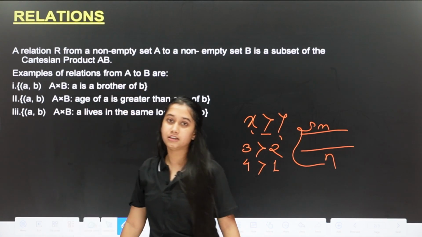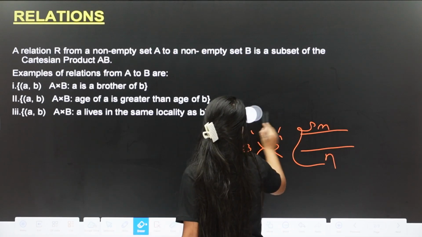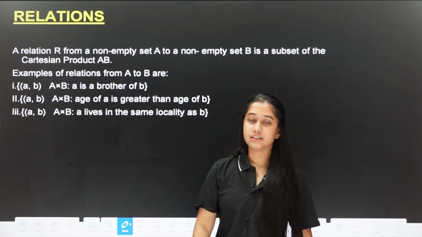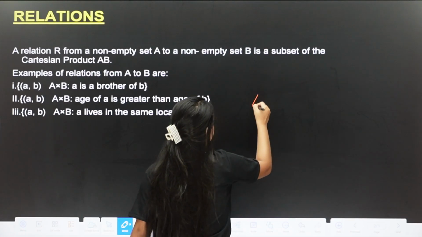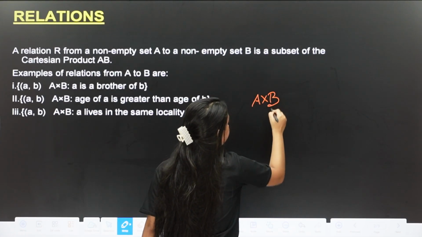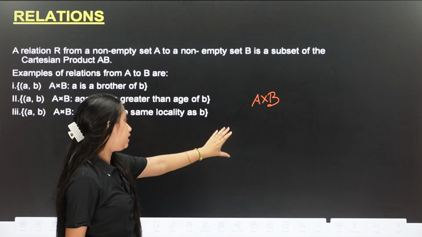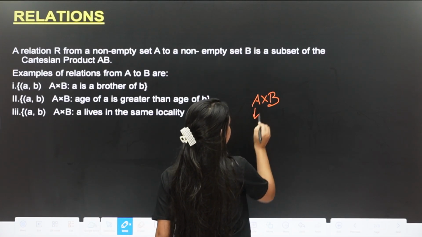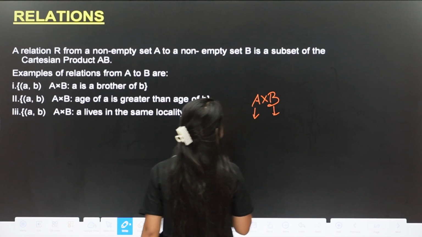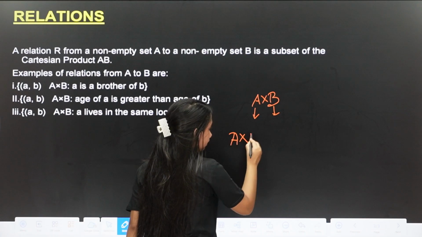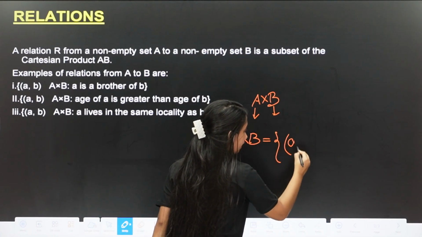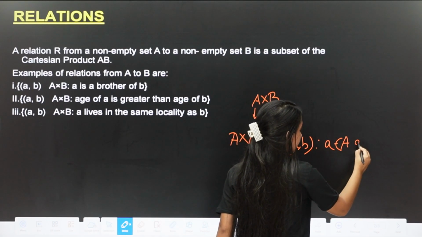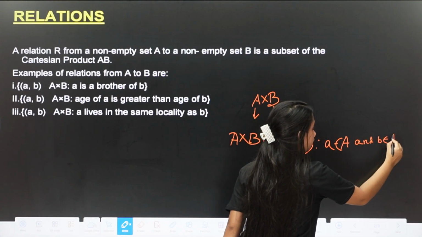Now, what is a Cartesian product? The Cartesian product is the set denoted by A cross B, which is the set of ordered pairs where the first member is a member of A and the second member is a member of B. That is, A cross B is equal to (a, b), where a belongs to A and b belongs to B.